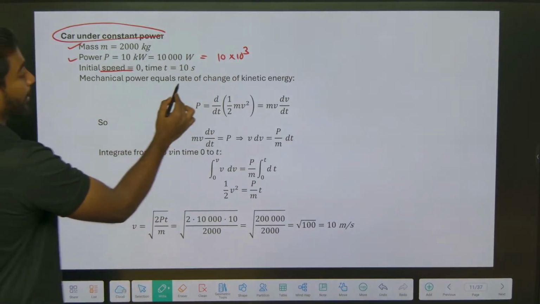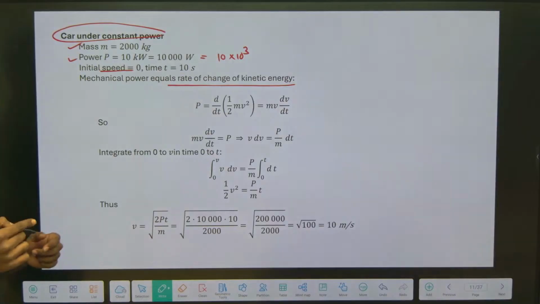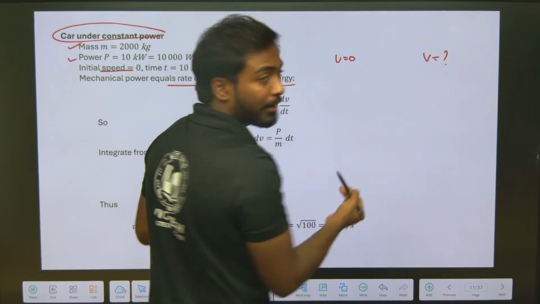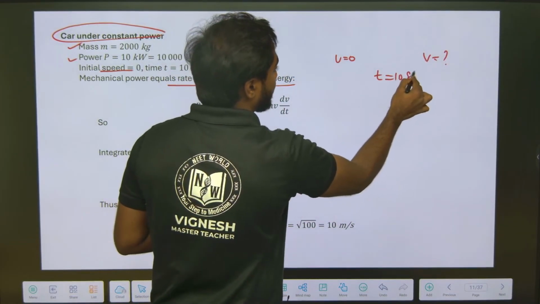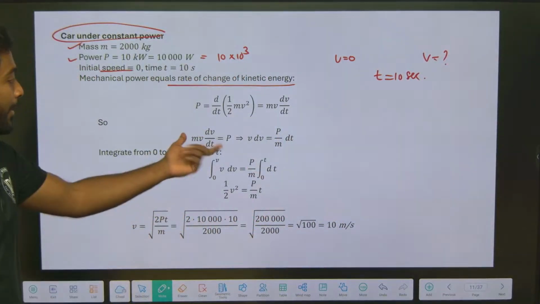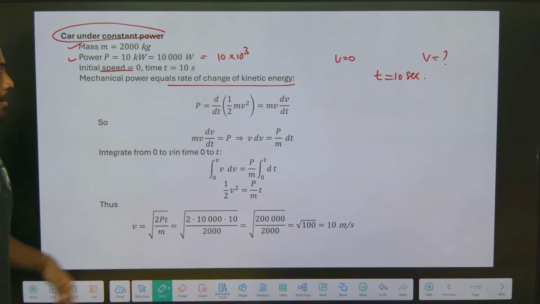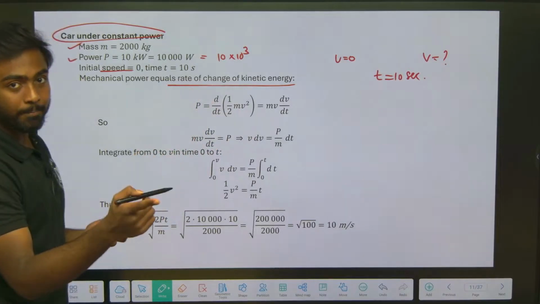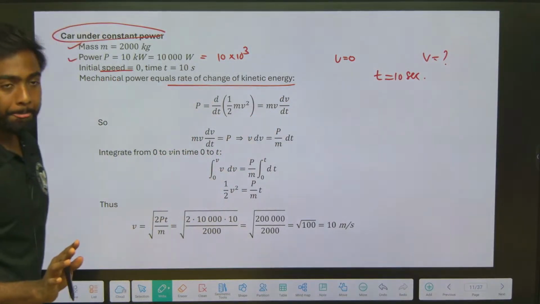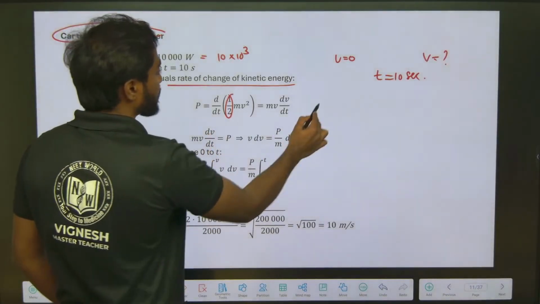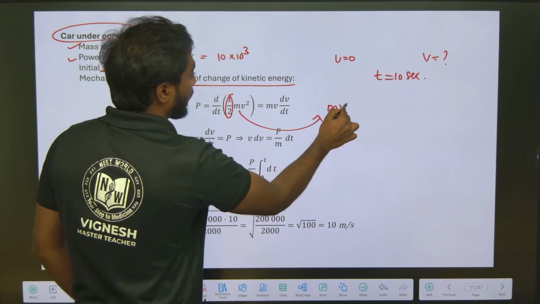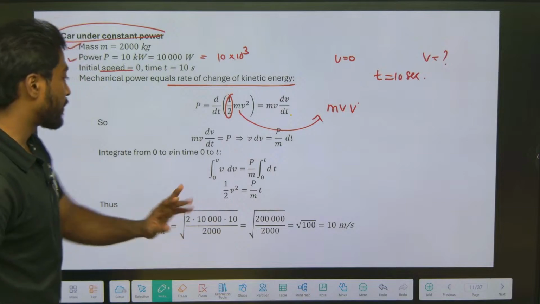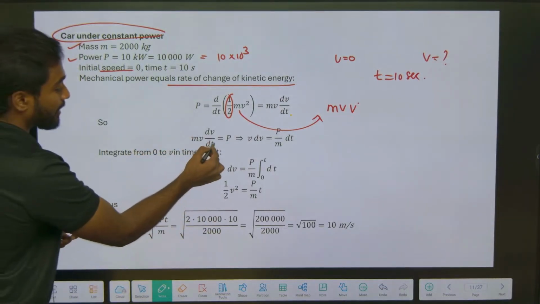And mechanical power is equal to rate of change of kinetic energy, right? I am starting the car from rest, u is equal to 0. After some time I need to know the velocity, at which time t is equal to 10 seconds. So change in kinetic energy divided by time. So when we take d by dt of 1 by 2 mv square, only v is changing, so m into v dv by dt. 1 by 2 is constant. So dv by dt into mass into velocity.